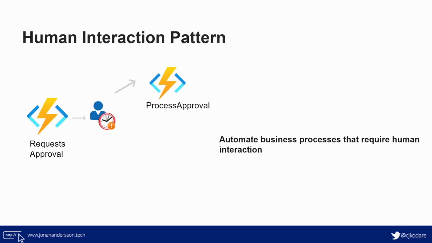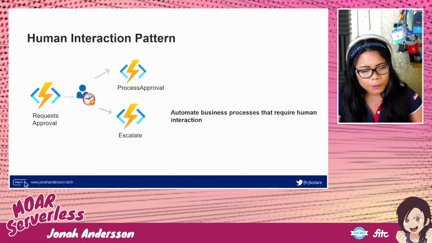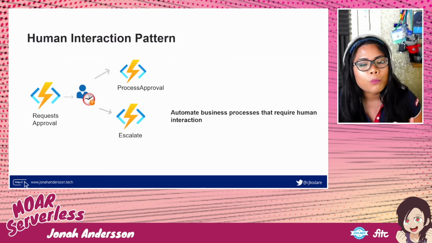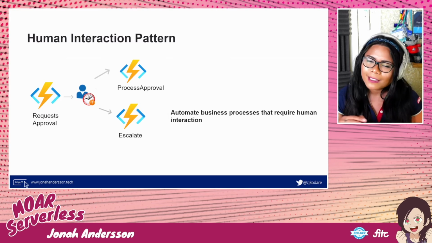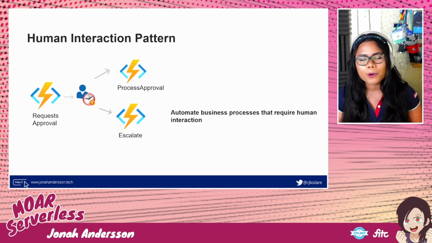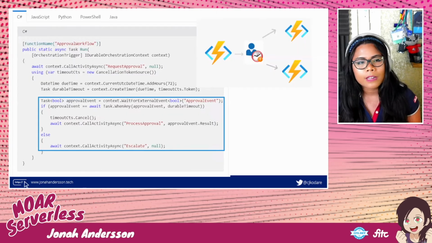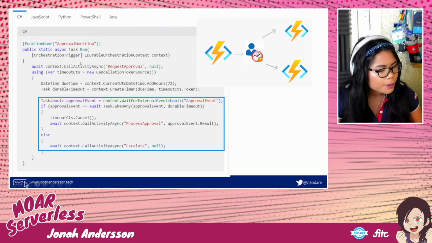And then the next one is the human interaction pattern. This is useful if you have a business scenario where you want a human being to literally approve the process, like an approval process. Here is an example in C#, an approval workflow where you would create a durable timeout, or a timer.